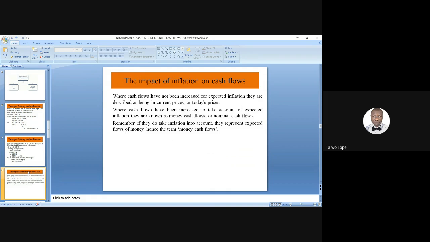or today's prices. So where cash flows have been increased to take account of expected inflation, they are known as money cash flows. Take note, we've stated this before now. They are known as money cash flows or nominal cash flows. Remember, if they don't take inflation into account, they represent expected flows of money. Hence, the term money cash flows.